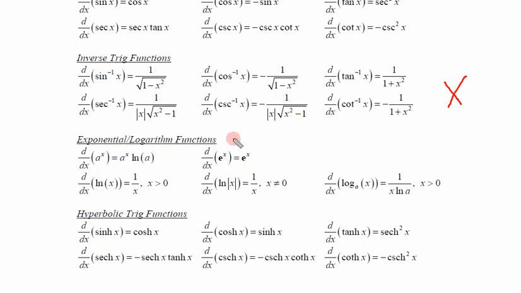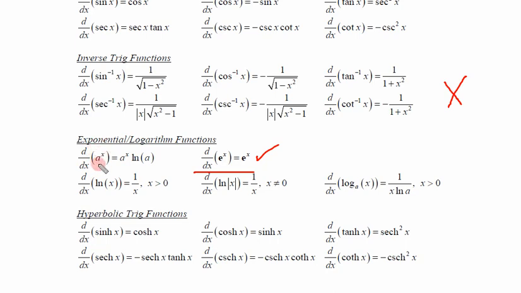But we need this one, exponential x. What is the differential of exponential x? E to the power x is the same, e to the power x. This is also important.